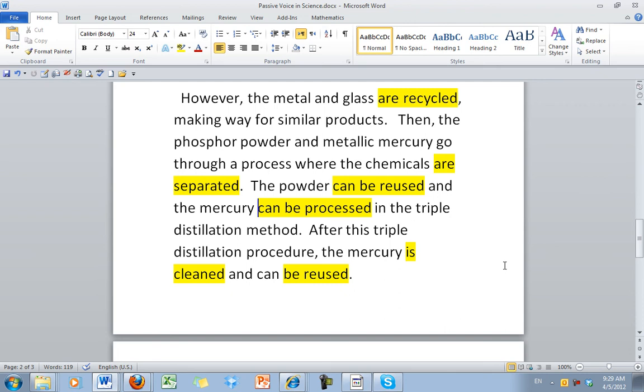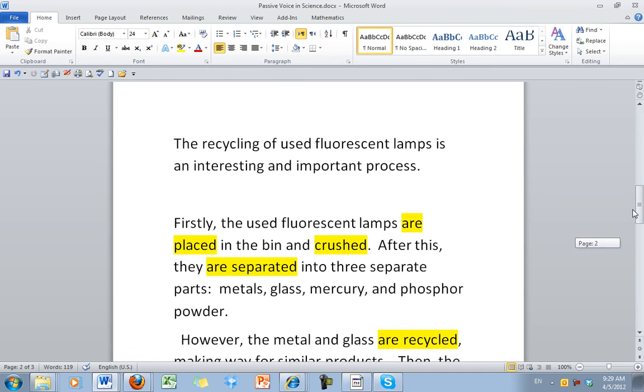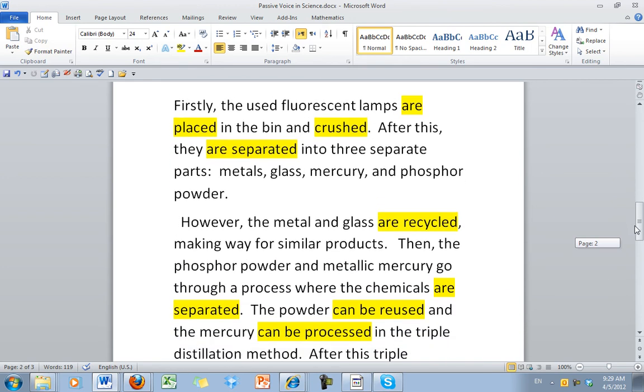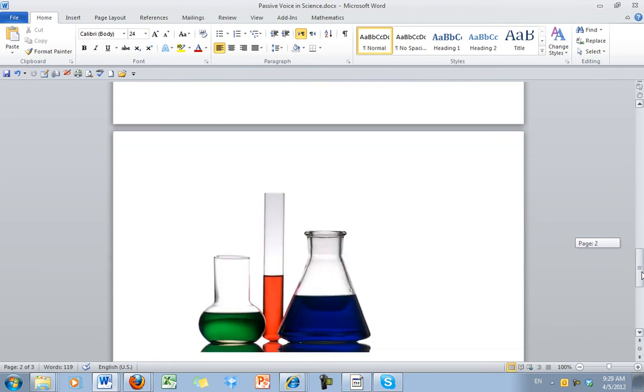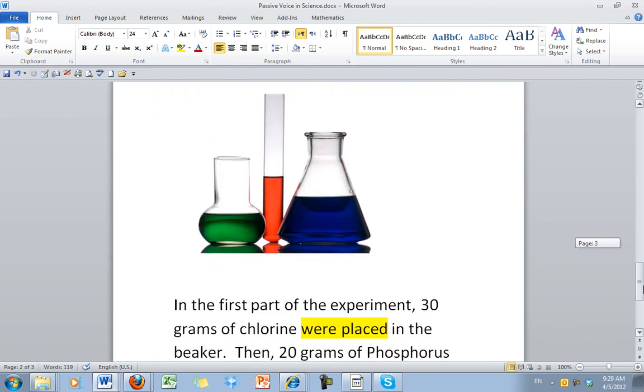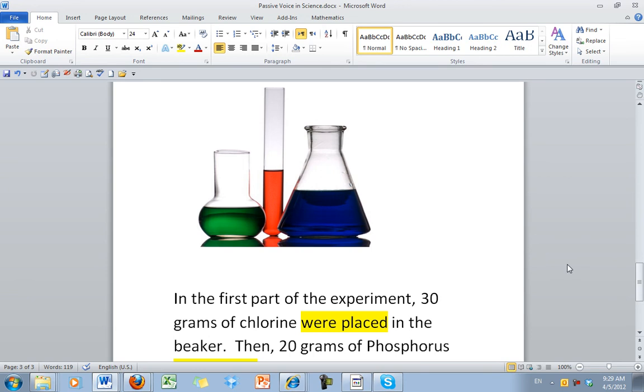Who's going to do this processing? Who's going to do the reusing? We don't know, we don't care, or it's obvious. Then they go on and say, in the triple distillation method. After this triple distillation procedure, the mercury is cleaned and can be reused. Again, there's a lot of passive voice because the focus is on the process, not on the people who do the process.